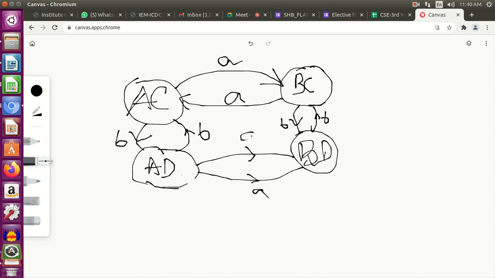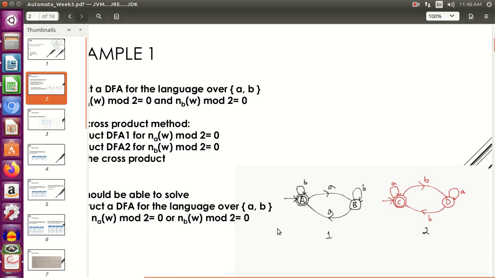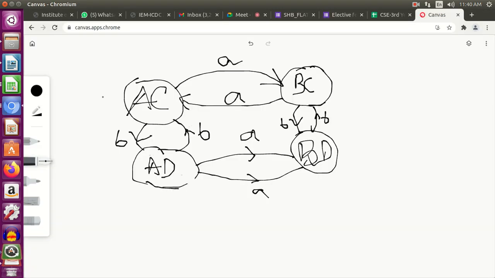Now what is going to be the final state? What was the final state in your previous DFAs? A was the final state over here and C was the final state. The combination of A and C is AC. So AC should be the final state, but you have to check whether it is a valid final state, whether it is accepting an even number of A's and B's or not. So let me check it.